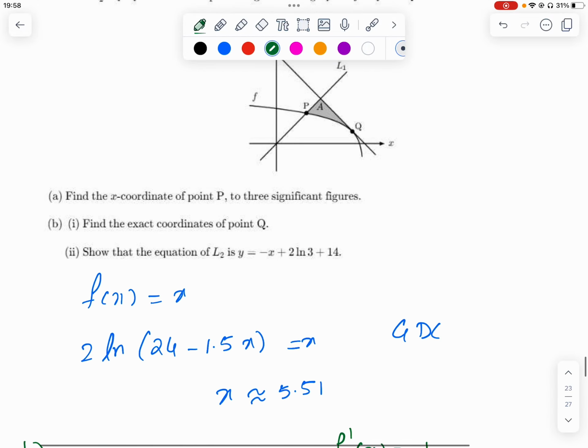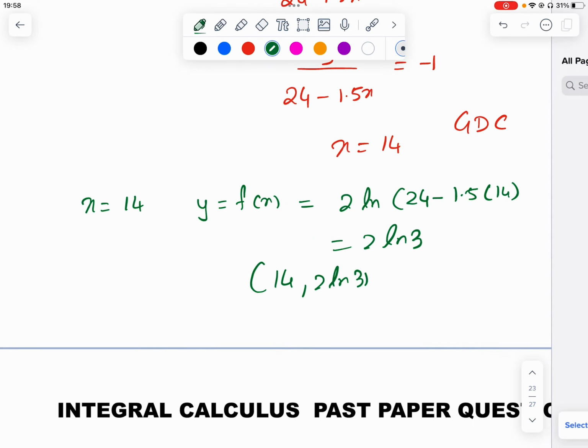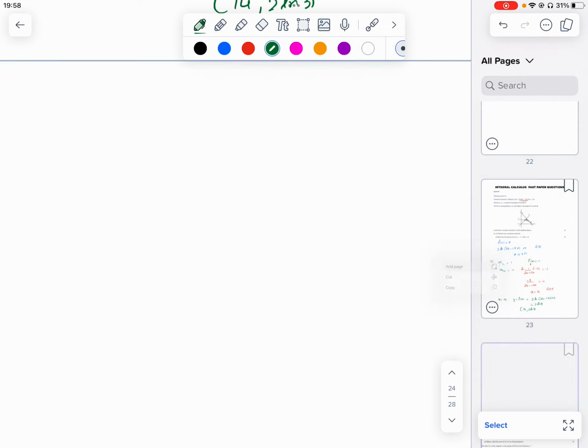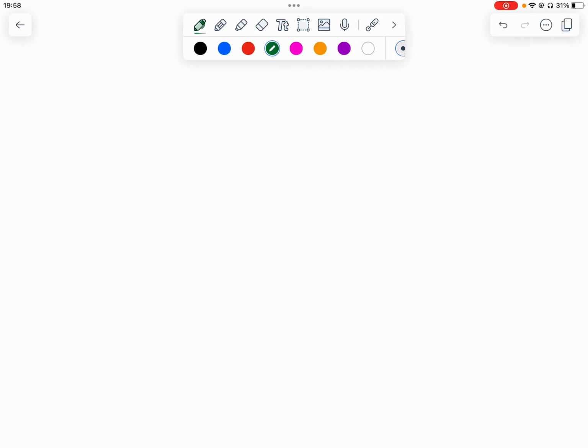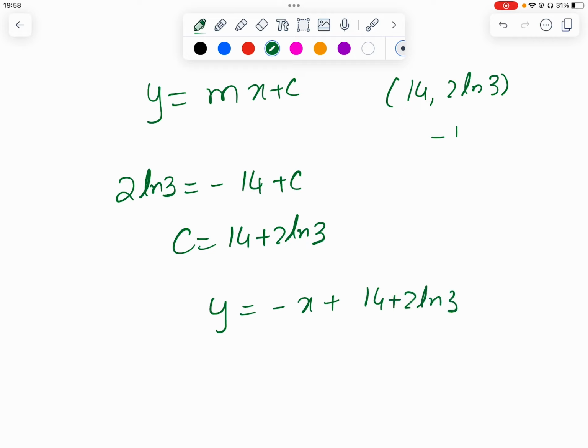Next, part 2, show that the equation of L2 is this one. So to find the equation of L2, we know the slope and the tangent and the point. So y equals mx plus c. The point is (14, 2 ln 3) and the gradient is negative 1. So 2 ln 3 equals negative 14 plus c. So c equals 14 plus 2 ln 3. So the equation is y equals negative x plus 14 plus 2 ln 3. That is going to be the answer.